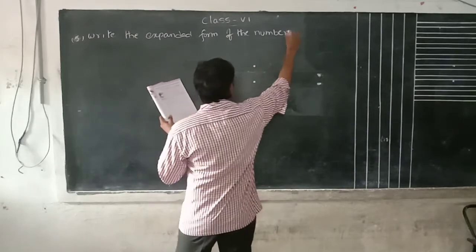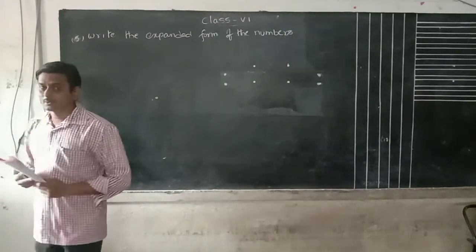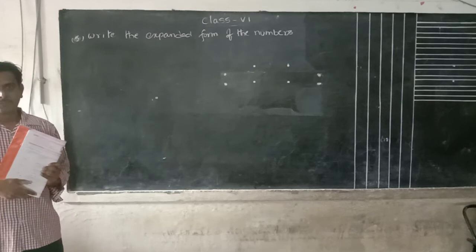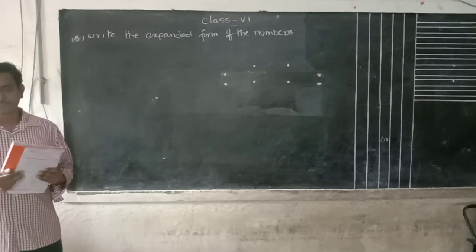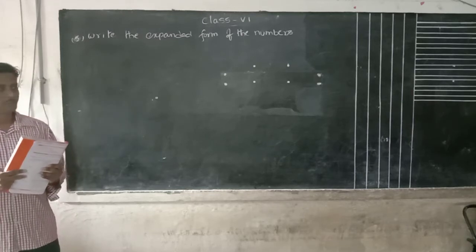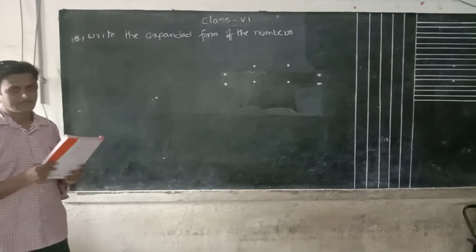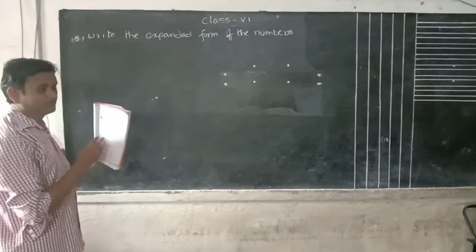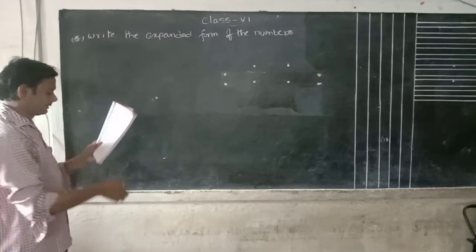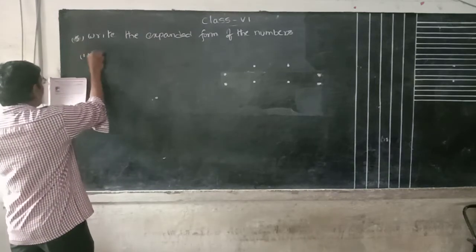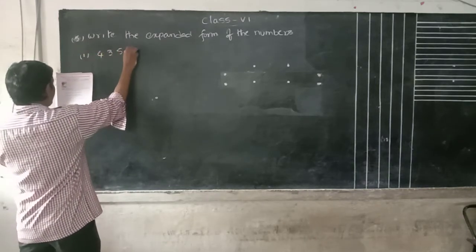Okay, to write an expanded form, we have to split the number according to places. We have to join the numbers by addition. That is the expanded form. We have to split the number according to the places. Okay, first one, 4348.